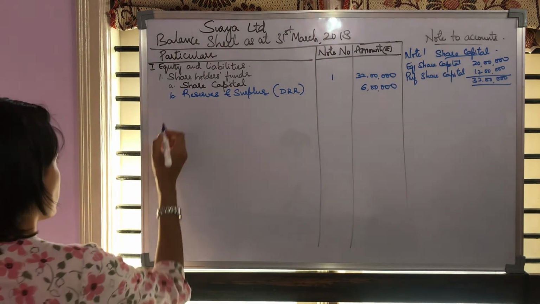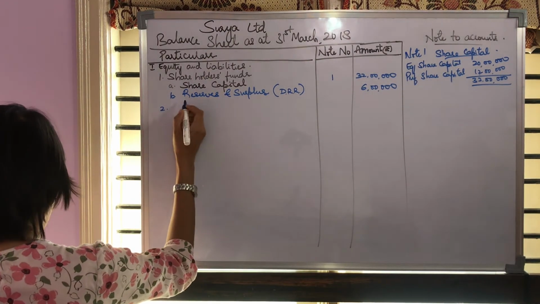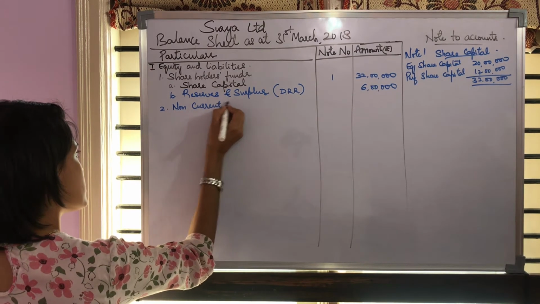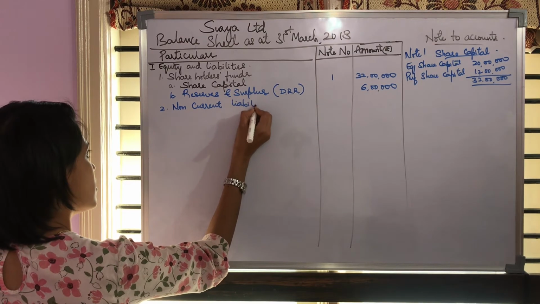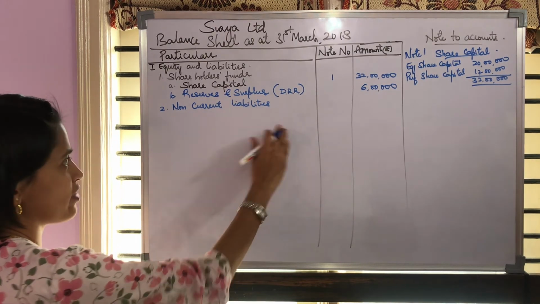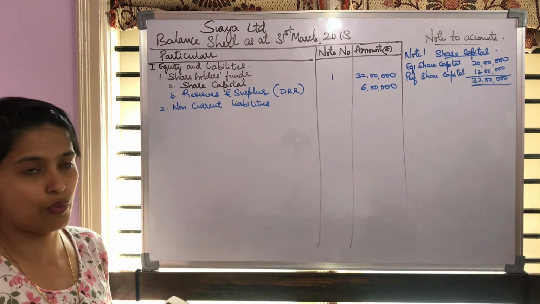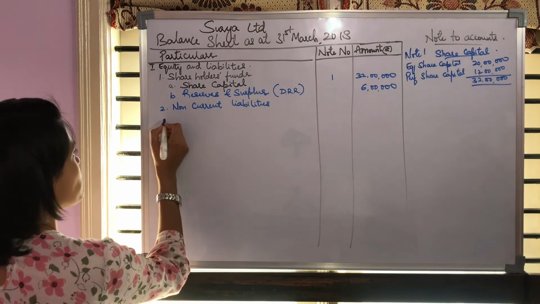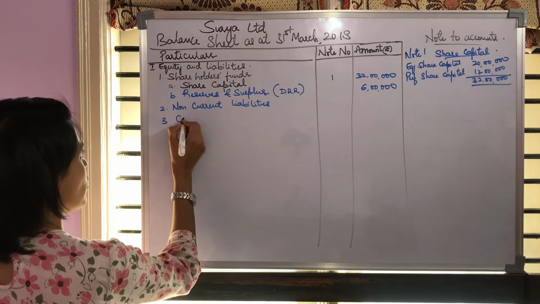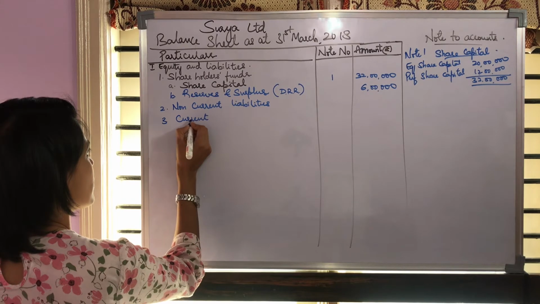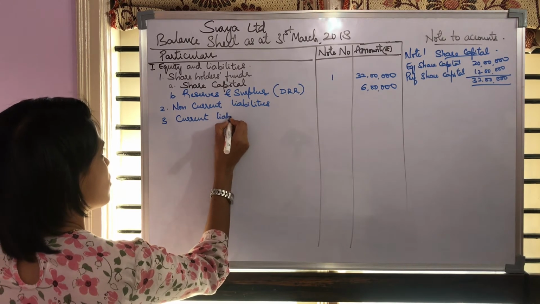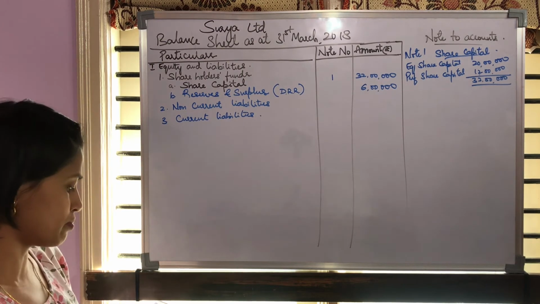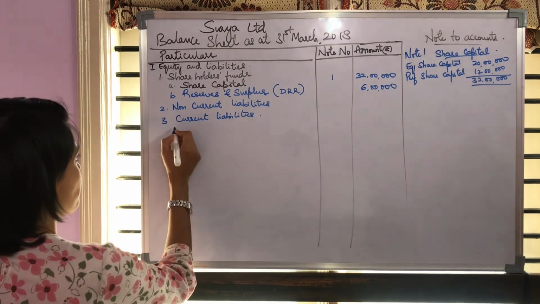Next, we have the second item, what we call it as non-current liabilities. Now we do not have any items given in the question with respect to non-current liabilities, so we will leave it blank and go ahead with the third major head, what is called as current liabilities. So over here we have the first one being the short-term borrowings.